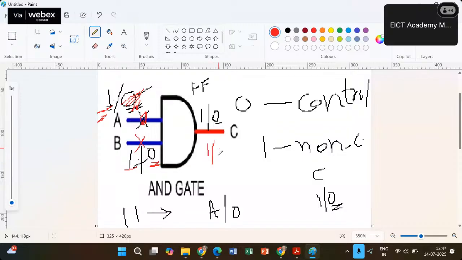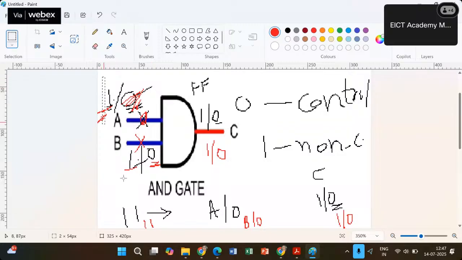So what is the output? It is 1/0. What is the input in this case? Again, I'm having the input 1, 1, for B stuck at 0 as well. And what is the output? Output is 1/0.